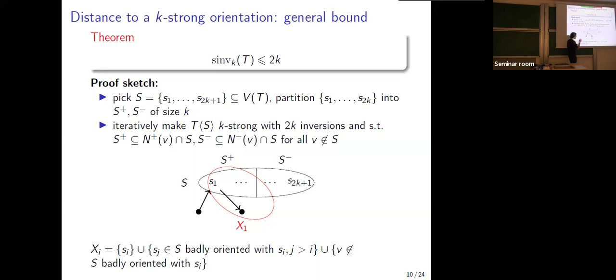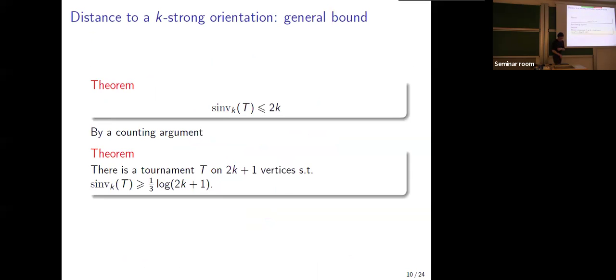Now the idea is that if we place the other vertices outside this set carefully in the right inversions, then at the end every vertex outside this core will have at least k in-neighbors and k out-neighbors inside this set. And so in total, the tournament will be k-strong. I'll skip the details, but that's the idea of the proof. And by a counting argument, you can show that there are tournaments on 2k plus 1 vertices that need at least log k inversions to be made k-strong. So here we have a big gap, which is also an open problem. We tried to fill this gap, but we didn't manage to improve these two terms.